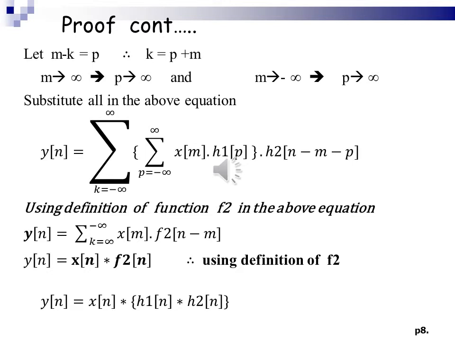Now if you look at this equation, this summation k goes from minus infinity to infinity x of m into f2 of n minus m, this itself is again a definition of convolution. So in this case it's a convolution between x and f2. So I can write it as x of n convolved with f2 of n. What is f2 of n? As we defined in the beginning, it's h1 of n convolved with h2 of n. So finally we have y of n is equal to x of n convolved with bracket h1 of n convolved with h2 of n. So here we completed the proof of associative property.